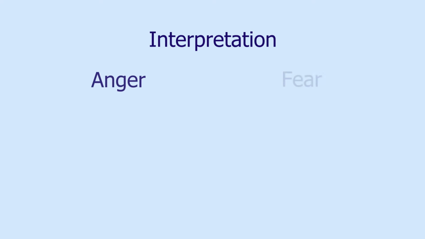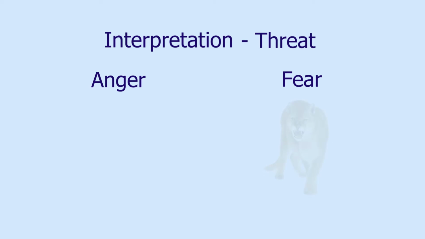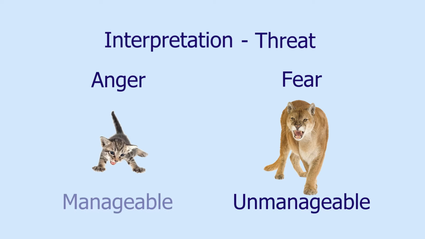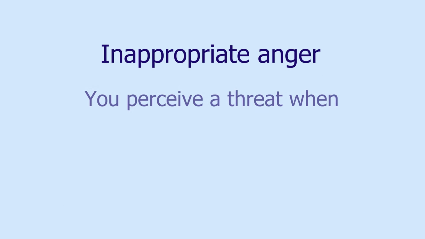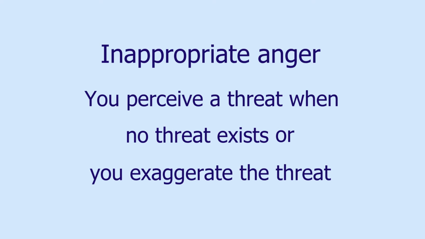As discussed in the two previous videos, most of your emotions are triggered by your interpretations of events. Anger and fear are the two possible emotions triggered when you perceive a threat. Fear is triggered by threats perceived to be beyond your ability to deal with and motivates you to escape from the threat. Anger is the response for threats that are seen as manageable and motivates you to eliminate the threat. Inappropriate anger is triggered when you either perceive a threat where none exists or when your perception exaggerates the importance of a threat. There are several things that can cause this type of faulty interpretation.